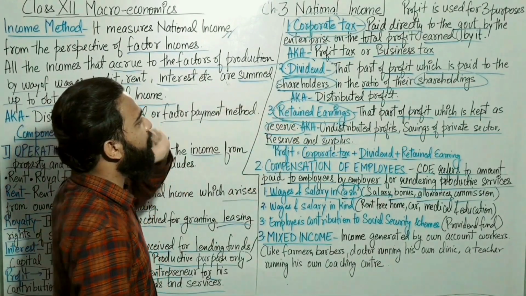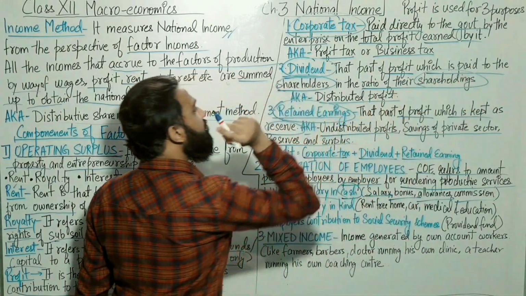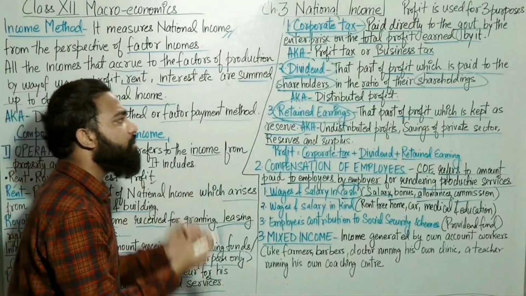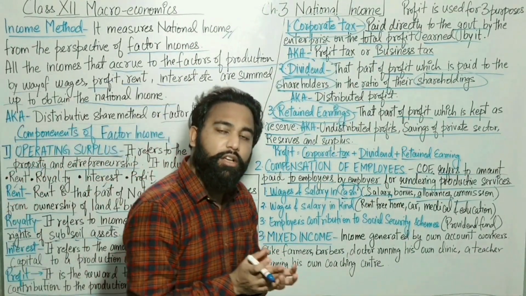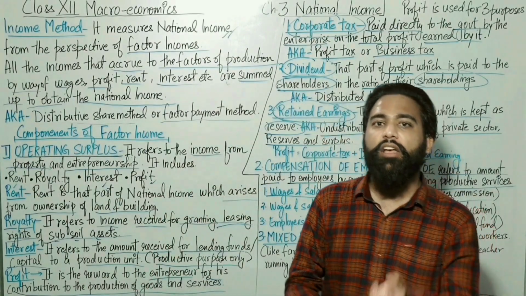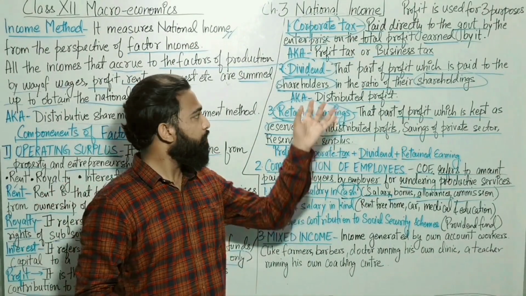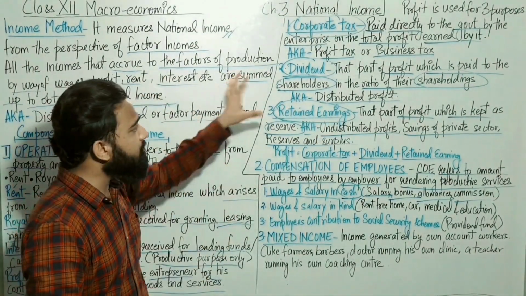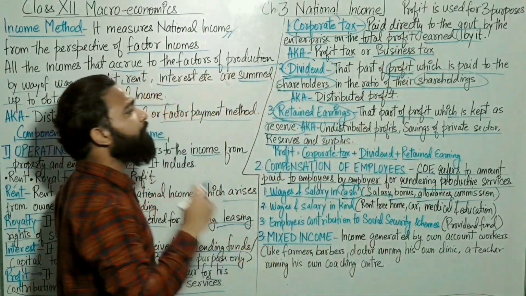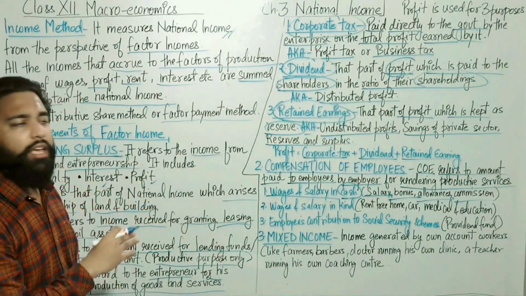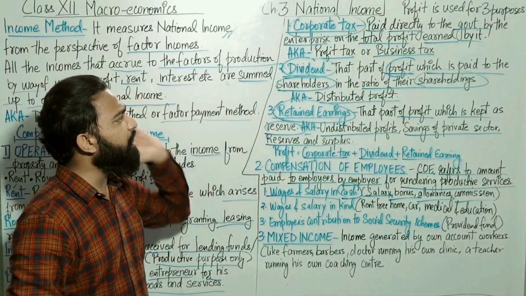The second purpose of profit is dividend. That part of the profit which is paid to the shareholders in the ratio of their shareholdings. The owners of this business, whoever is holding the shares of that enterprise, will receive some amount of money, which is known as dividend. This dividend is shared from the profit only. In whatever ratio they are holding the shares, they will receive the dividends.